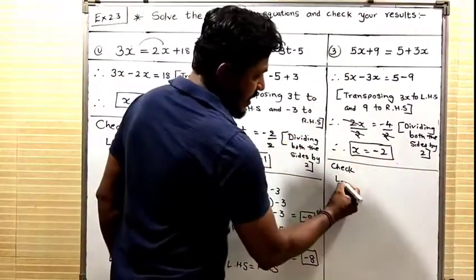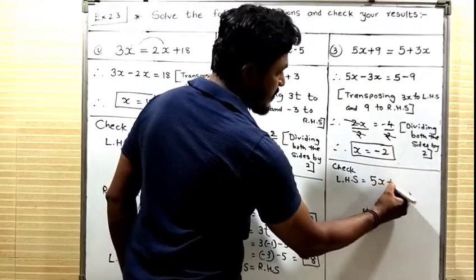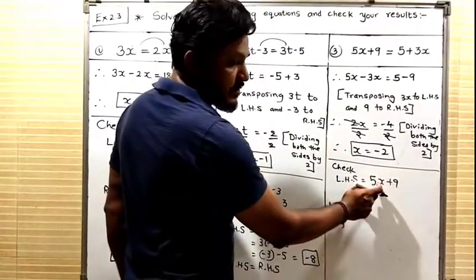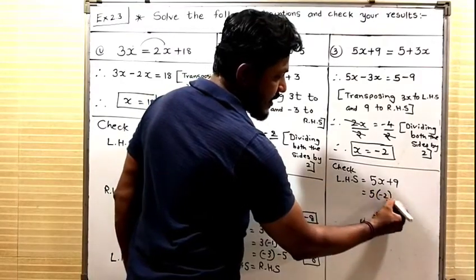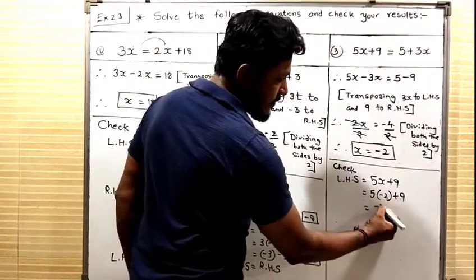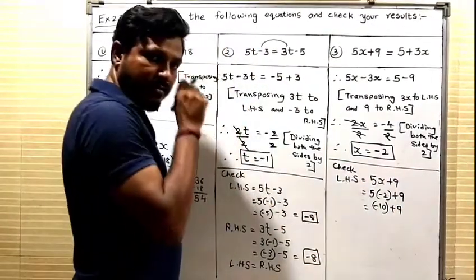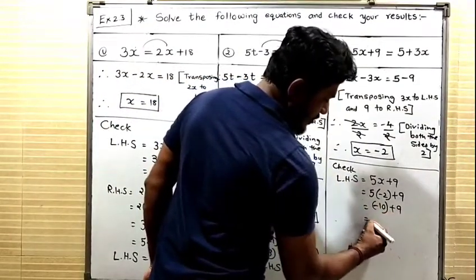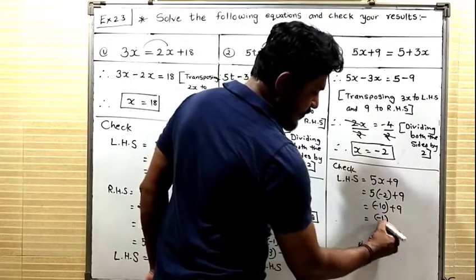Check your left hand side first, that is 5x plus 9. Now in place of x, substitute this value with -2. In place of x, you have to write -2. 2 5s are 10. Positive into negative, always negative. 2 5s are 10. Minus 10 plus 9, dear student. Minus plus, always minus, and the sign of the greater. So minus 10 plus 9 gives -1.